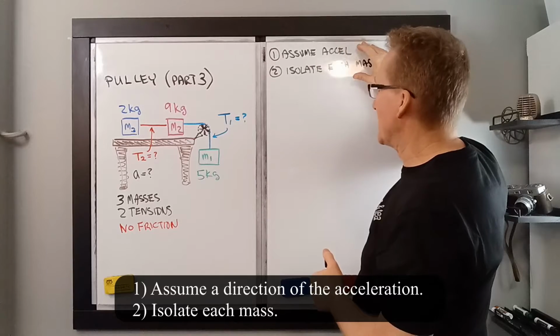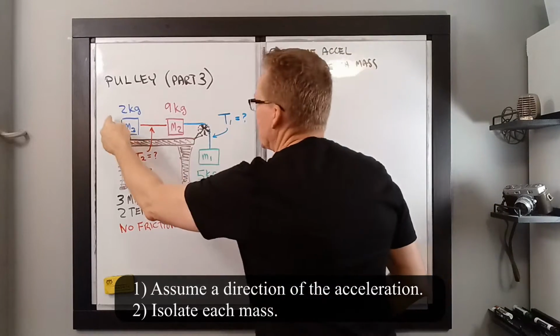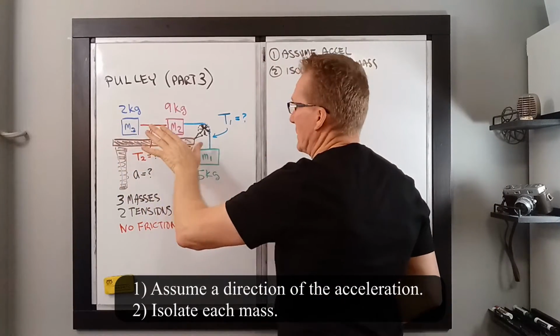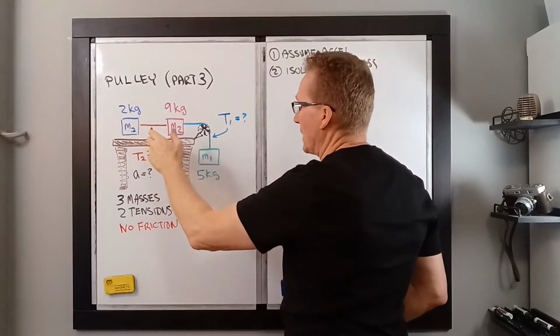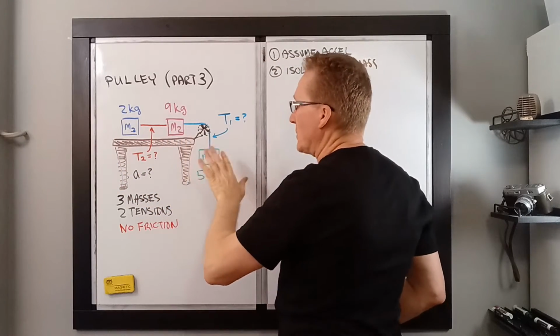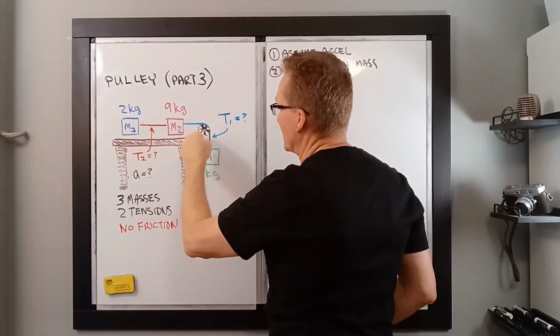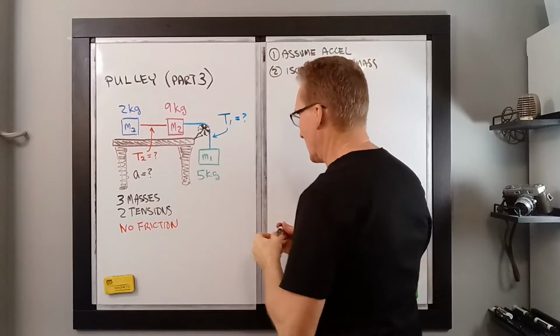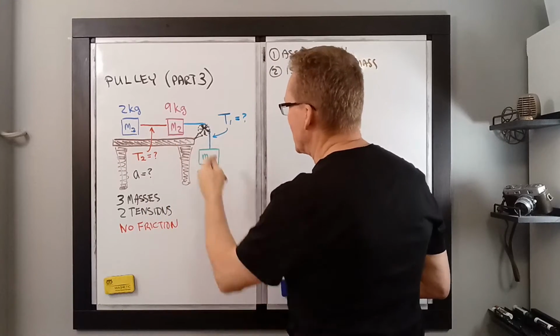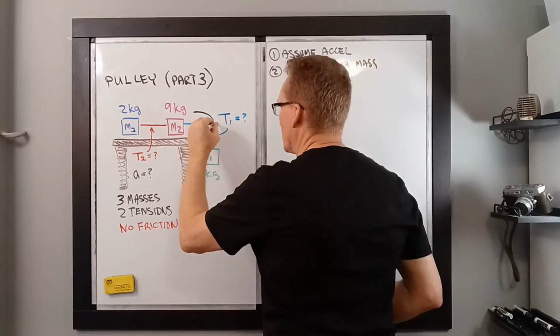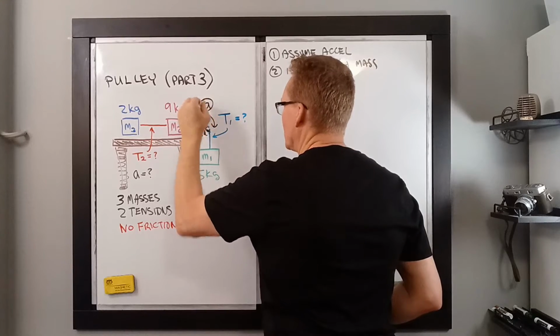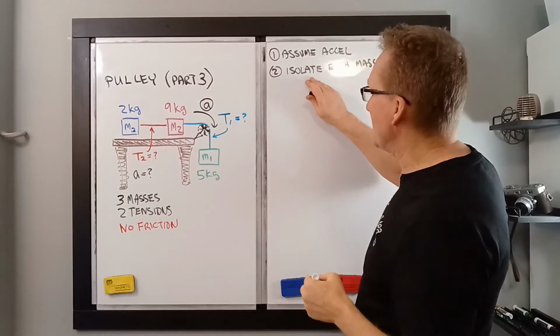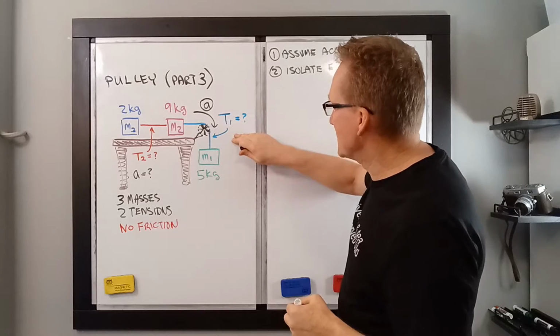Let's start off by assuming an acceleration. If you take a look at this, you realize both these masses are on the table. They're not spontaneously going to move that way. Either this thing's going to pull it downward or it's not going to move at all. And since this is a frictionless surface, it's going to go downward, which means we can assume an acceleration in this direction. So that's the first step. We've assumed an acceleration. It's in this direction.